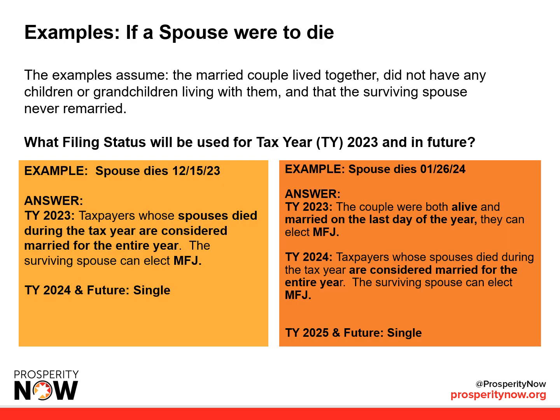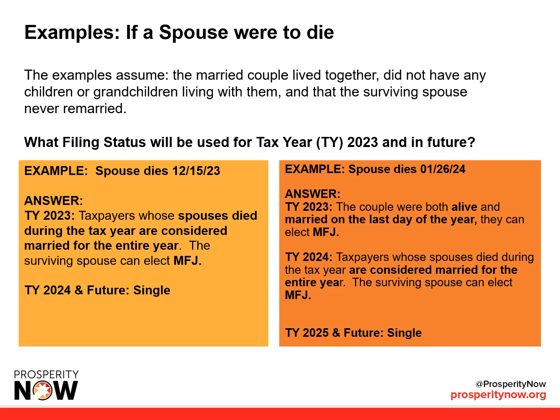If one of the 2 married taxpayers dies during the year, the deceased will still need to have their taxes filed. Depending on the date of death, the spouse can file single or married filing jointly. If a spouse were to die, the married couple lived together, did not have any children or grandchildren, and that surviving spouse never married, then the surviving spouse can file married filing jointly for the tax season. If one spouse dies and the other remarries in the same year, the deceased spouse files married filing separately.